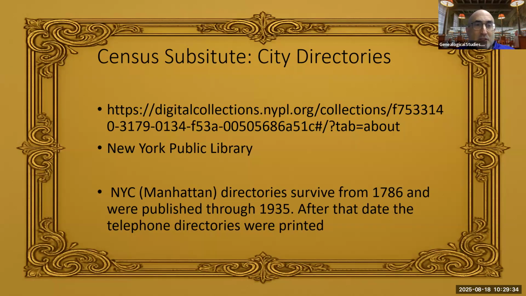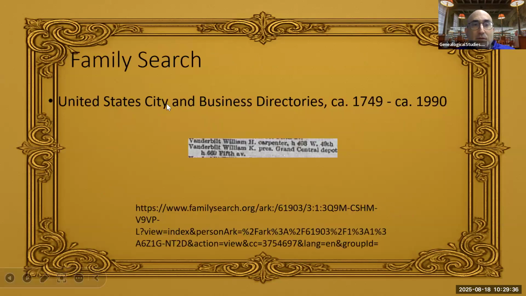Now, I did go to FamilySearch, and FamilySearch also has the United States City and Business Directories collection, and you can search by name. So I put in William K. Vanderbilt. At this time, our railroad king was now in charge at Grand Central Station, and it gave the address 660 Fifth Avenue, and I took that address, and when I looked in the volume for the New York Police Census, it made it much easier to find them.